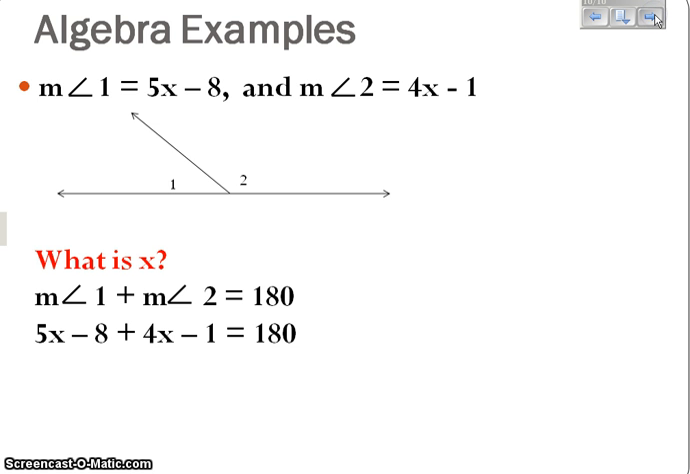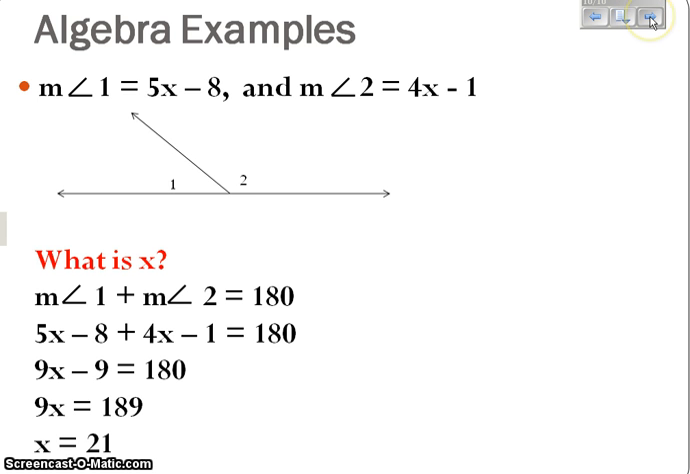We're going to plug in the expressions given for angle 1 and angle 2, and we'll say 5x minus 8 plus 4x minus 1 equals 180. We then combine like terms to get 9x minus 9 equals 180. We add 9 to both sides, and we get 9x equals 189. Then we divide each side by 9, and we find that x equals 21.